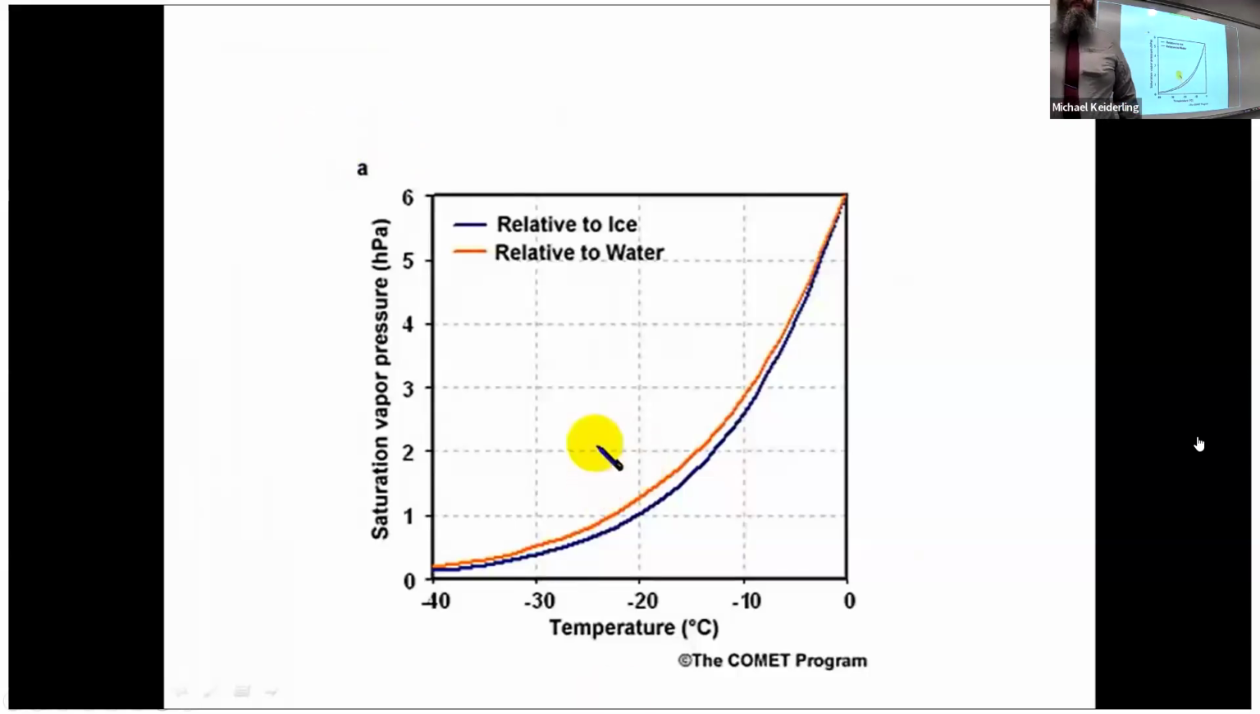So the reason that this happens is that the saturation vapor pressure relative to ice is lower than it is for water. So for example, if we're at a temperature of -20 degrees C, our saturation vapor pressure for ice is only 1, where it's about 1.2 for water. So if we take an air mass and we cool it, it's going to hit saturation next to the ice crystal sooner than it is going to hit it next to the water droplet.